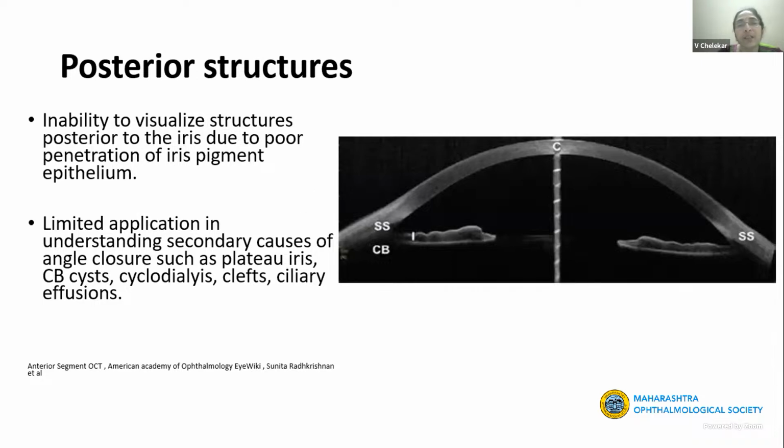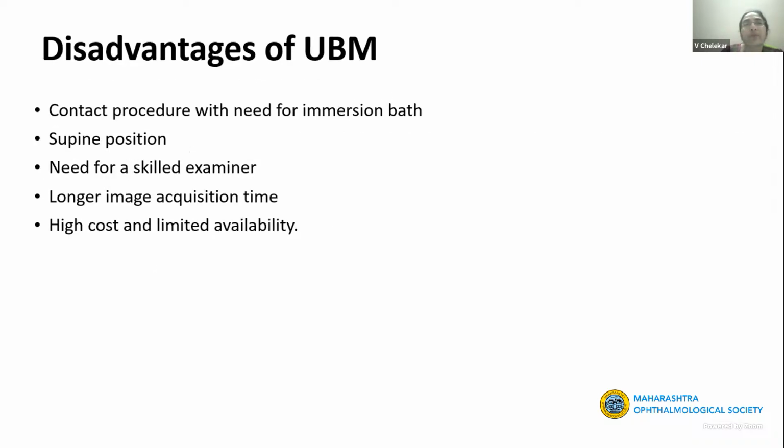Another drawback is the inability of the ASOCT to visualize structures posterior to the iris because of poor penetration of the iris pigment epithelium. This limits its application in understanding the secondary causes of angle closure, like plateau iris, ciliary body cyst, cyclodialysis. Any ciliary body pathology cannot be identified with the ASOCT.